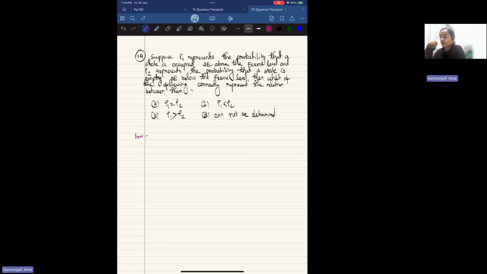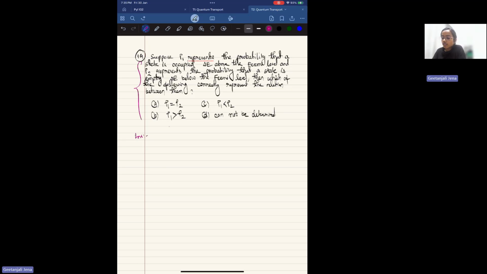Question number 19, it's given suppose P1 represents the probability that a state is occupied delta E above the Fermi level and P2 represents the probability that a state is empty delta E below the Fermi level. Then which of the following correctly represents the relation between them? Whether P1 and P2 are equal, whether P1 is greater than P2, or whether P1 is less than P2, or it cannot be determined. Which one of these will be the correct relation between P1 and P2?